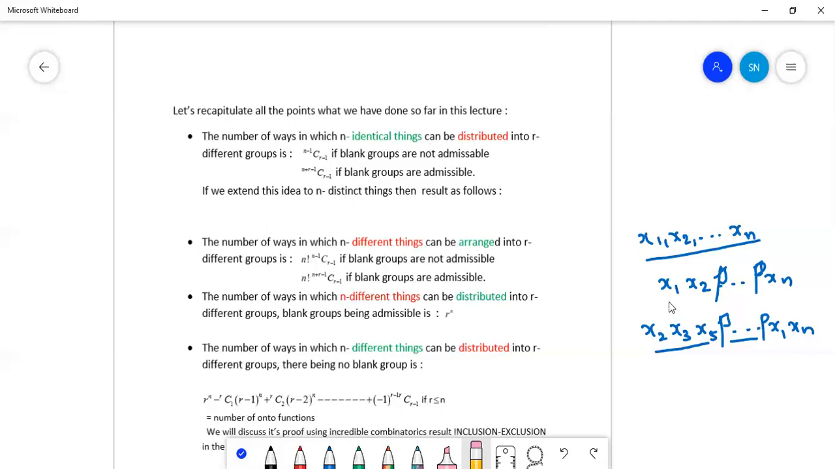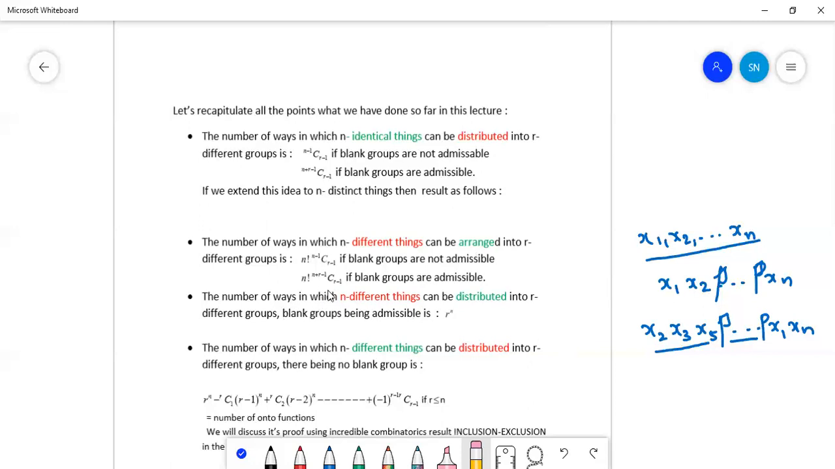See, you see x1, x2 in this example. So x2, x1 is different from this x1, x2. So not only selection, after the selection, we are arranging them into groups. So these are the two keywords one must emphasize. Similarly, in the second case, if blank groups are admissible, n factorial, you arrange, and after that you proceed as you proceeded in the previous method, n plus r minus 1 C r minus 1.